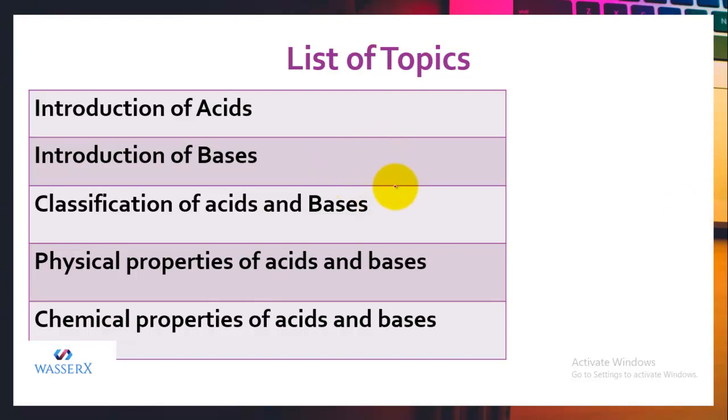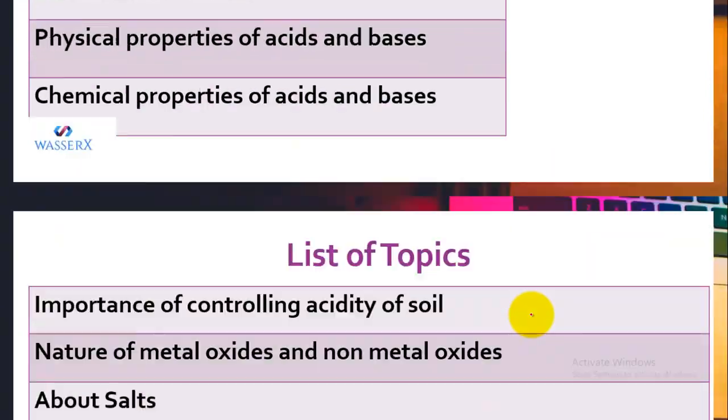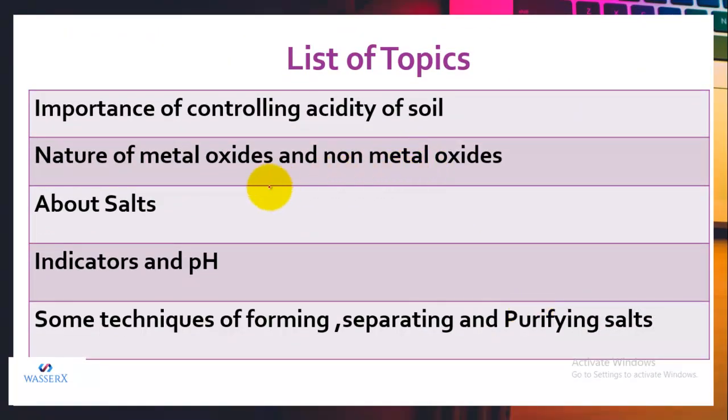List of topics to be covered in this video. See, introduction of acids and bases, classification and physical properties we have already done in part 1. So in this part we are going to study the chemical properties of acids and bases. We'll study the nature of metal and non-metal oxides. We'll study salts, and the remaining topics, that is indicators, pH, techniques of forming, separating, purifying salts and controlling acidity for salts, will be taken up in part 3. Right. So let's start part 2.